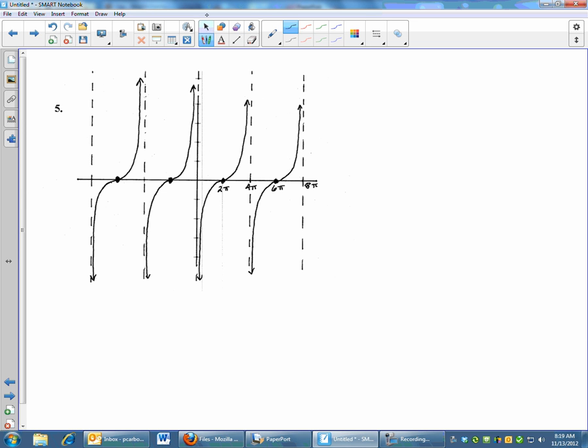Let's see. This is either a tangent or a cotangent. And if you remember with tangent and cotangent, the vertical asymptotes occur where your base graph, which is either sine or cosine, hits the x-axis. Now this one is centered on the x-axis, so there's no shift up or down. And just like that other graph with the cosecant, I'm going to start by sketching my base graph, whether it's sine or cosine.